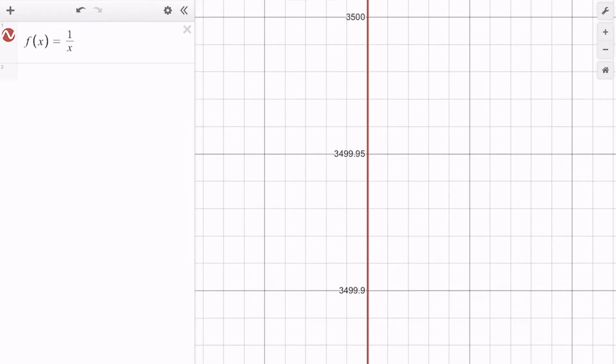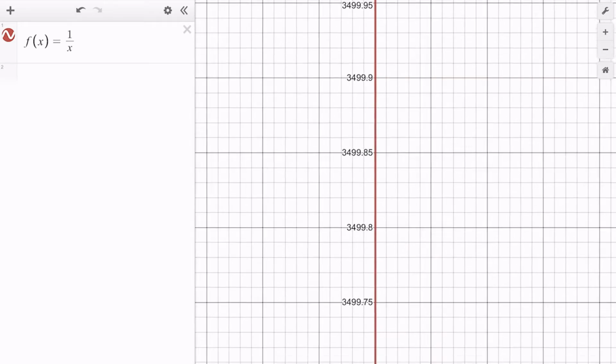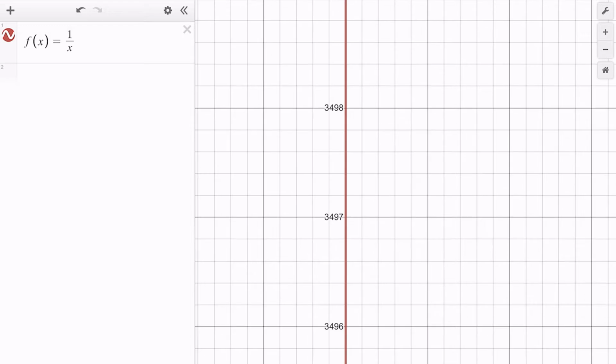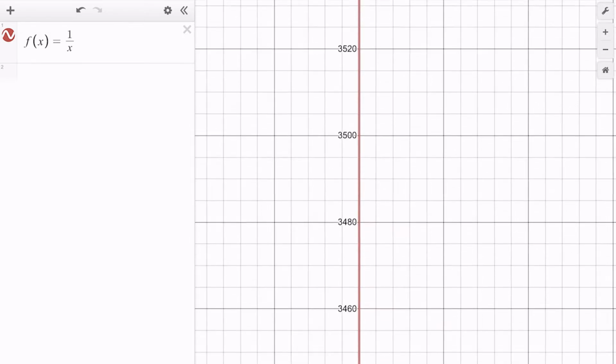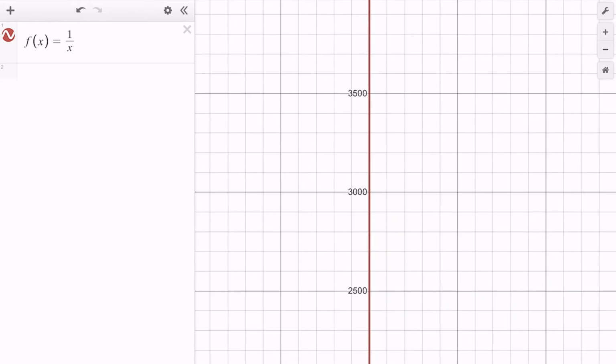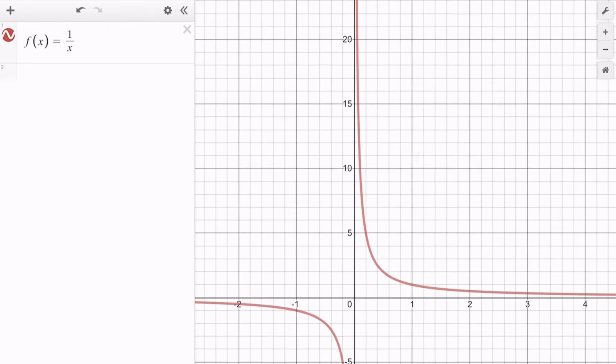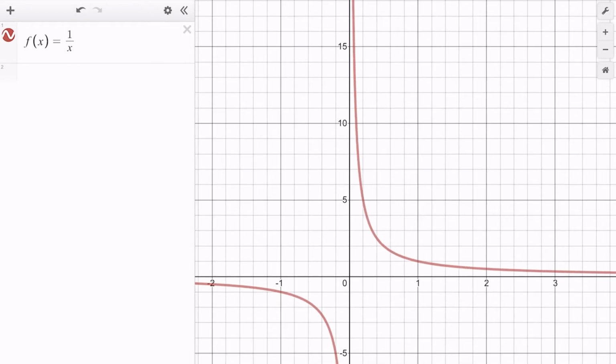And the same goes with everything on the x-axis. So this is the y-axis, sorry, and the other one is the x-axis. We're always getting closer. Let me zoom out here and go back to 0, because that's again where the interesting stuff happens.